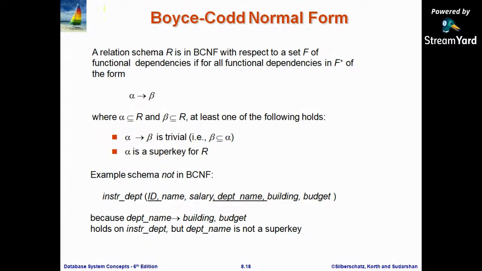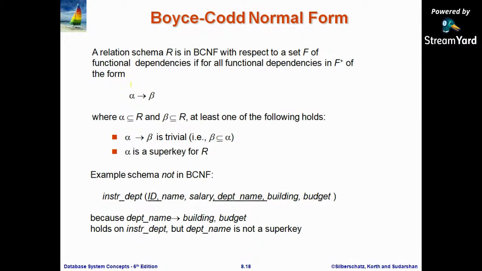Now we are starting with the normal forms. One of the normal forms is BCNF, Boyce-Codd normal form. First we have to define the Boyce-Codd normal form. Then we will see how to check whether a relation is in BCNF or not. If it is not, then we will decompose this relation into multiple relations so that it comes into BCNF.